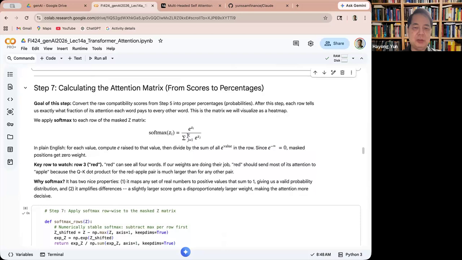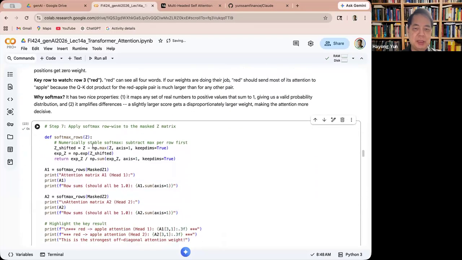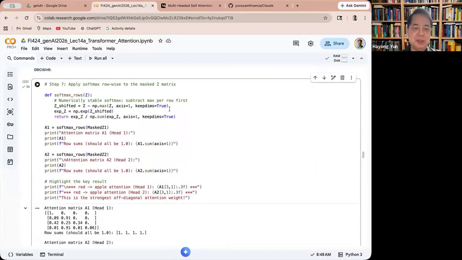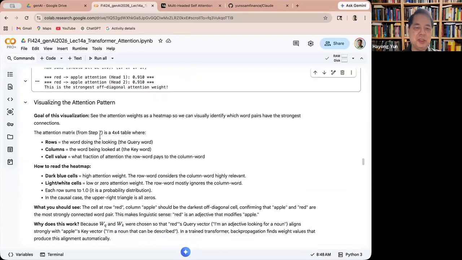And then calculate the attention matrix. It's basically the softmax algorithm, based on the exponential of z. Okay, so red can see all four words. And what you can see here is that the later words, when this is here, then the next words are not seen. This apple, and then you cannot see, and so forth, isn't it?